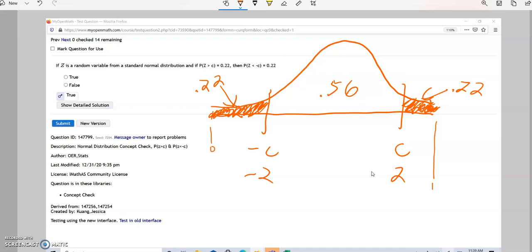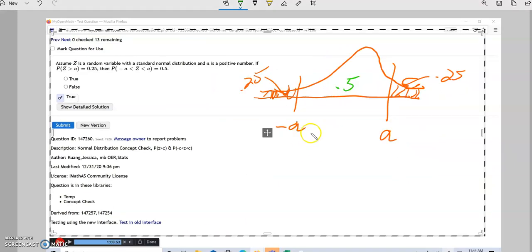So if the probability of greater than C, which is right here, is 0.22, and if I take negative C, it's the same number, negative. The probability of less than that same number, negative C, is also 0.22, so that is true. And again, the total area under the curve is 1. Again, same concept as last time, just a slightly different question.